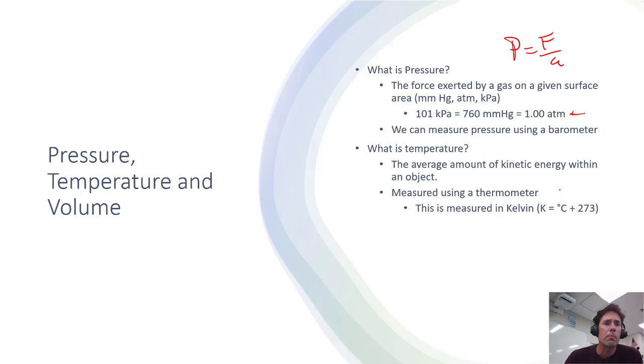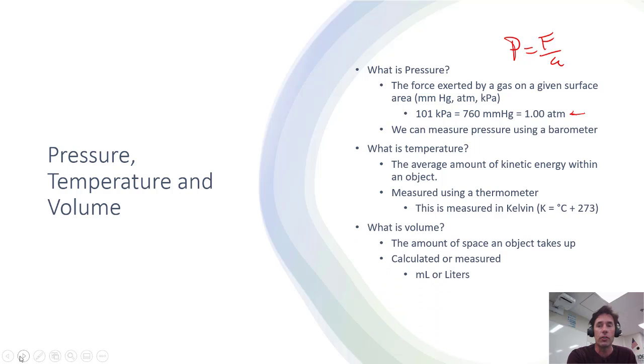That's going to play a key role when we start talking about how we can predict what would happen to a gas if we were to change the pressure, the temperature, or the volume. The last one is volume. Volume is just literally the amount of space an object takes up. We can either calculate it or measure it, and we usually measure that in milliliters or liters.